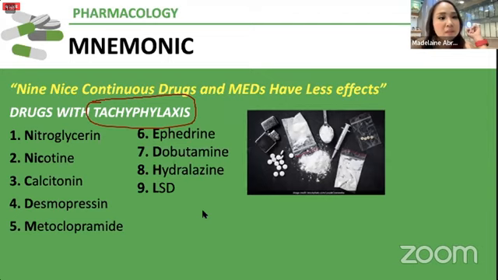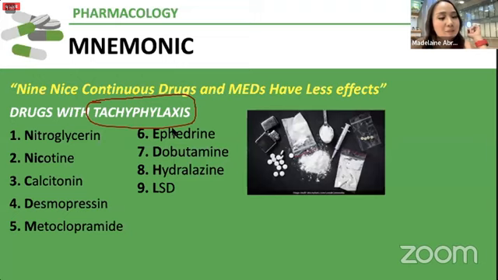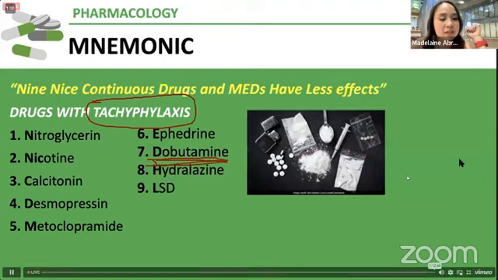Then next, okay, sorry. This is the continuation of my mnemonic. So, your 9 nice, continuous drugs and meds, so MED, have less effects. But you will ask me, Doc, is it high yield? Actually, no. It's not asked often. But if there's one you should remember that presents with tachyphylaxis, at least remember it's dobutamine. So, dobutamine commonly presents with tachyphylaxis.